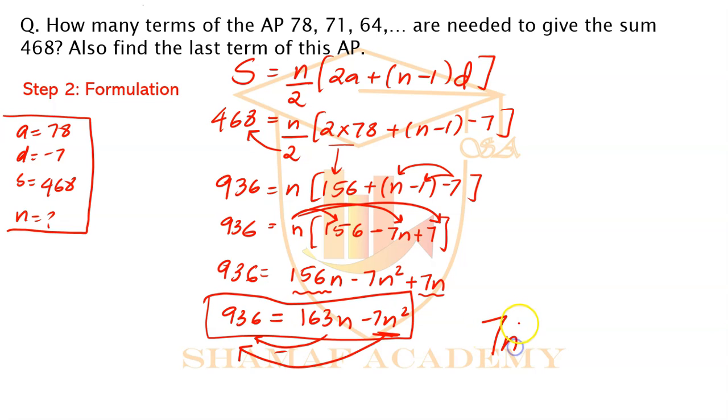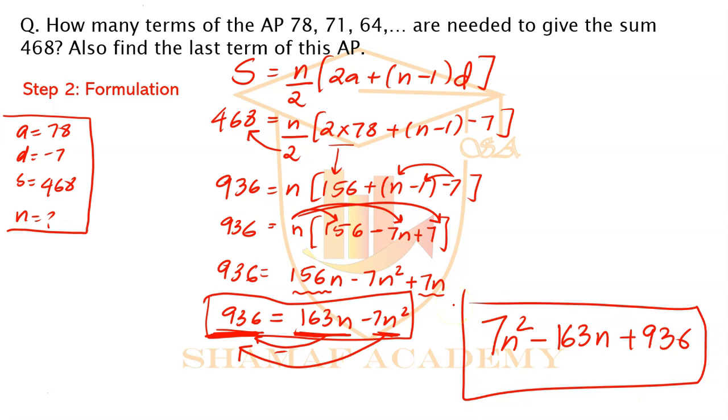So positive 7N square, and we have a positive 163N, which is going to become negative when it goes to the other side. So it is negative 163N, and our 936 is on the other side already, so it won't change its sign. So that's going to be 936, and that's our quadratic equation. I hope this step was simple enough for you. If not, then please let me know in the comments below.